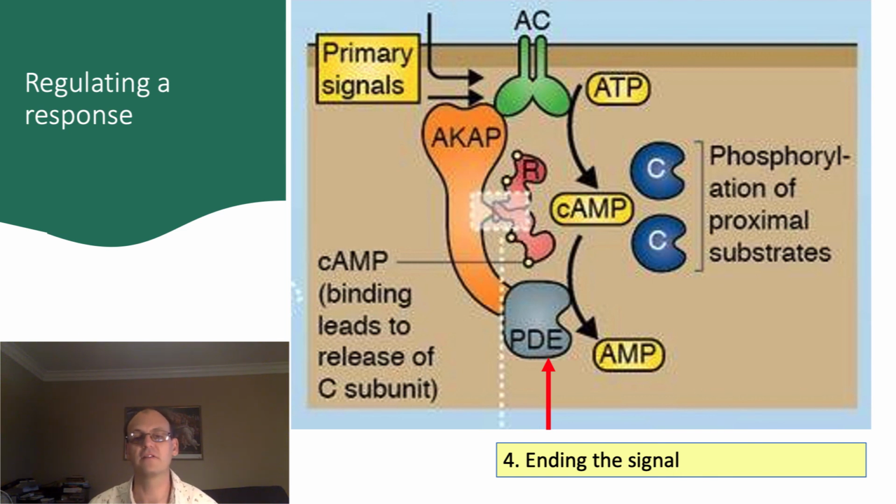Because molecular signals consist simply of molecules, it's important that these molecules don't persist longer than needed. The phosphodiesterase here breaks down the cyclic AMP into AMP, and we looked at a similar process where protein phosphatases dephosphorylate protein kinases in a phosphorylation cascade.